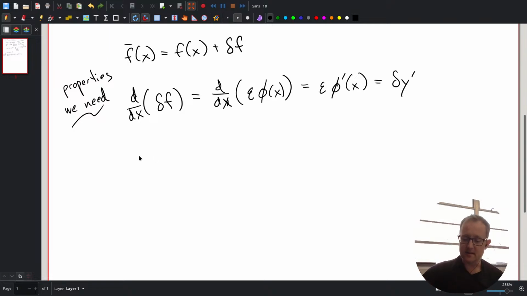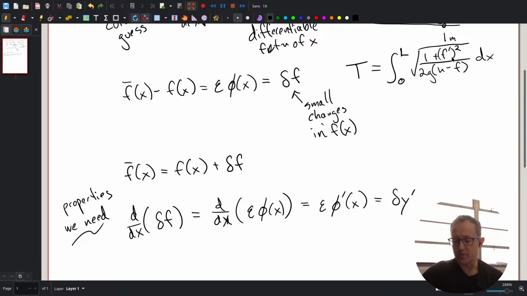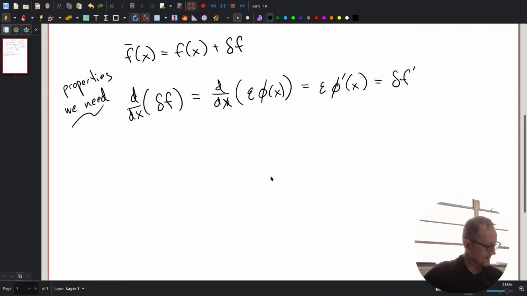And in this case that's important because we have both f and f prime. So if I want to look at the total change in this t in terms of delta L, I wrote delta y, but I meant delta f. Depends on what text you're using. Sometimes we use f's, sometimes y's. So that's one property we need.